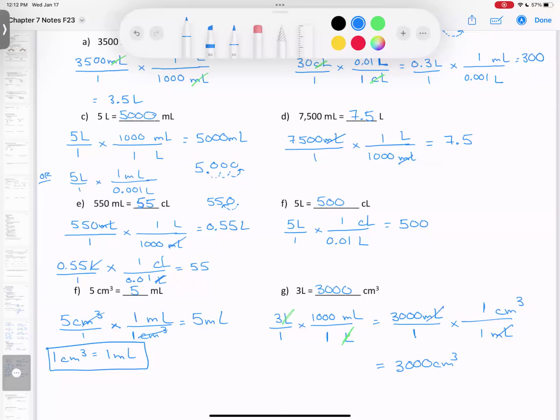And that's it for converting metric units of weight and volume.